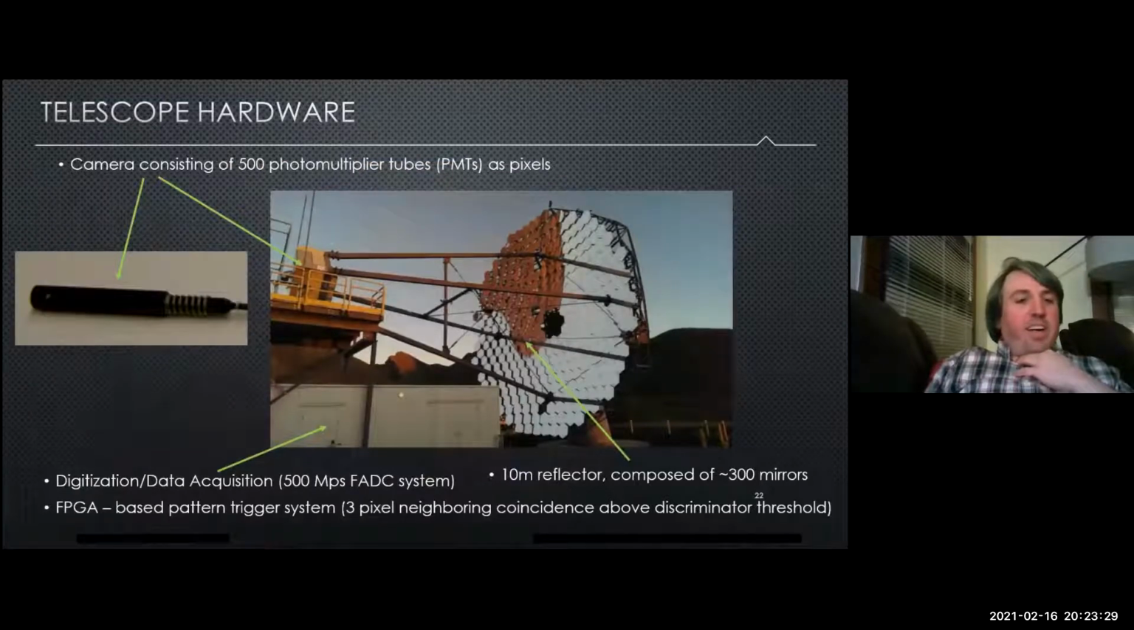So the telescope hardware. Each of these telescopes has a camera consisting of 500 photomultiplier tubes. Here's one of the photomultiplier tubes, and they're all in this box here. Then there's a 10-meter reflector, which is composed of 350 smaller mirrors. Signals bounce off the mirrors, go into the camera, and get routed into our data acquisition system, where the signal gets digitized and we can do science with it.